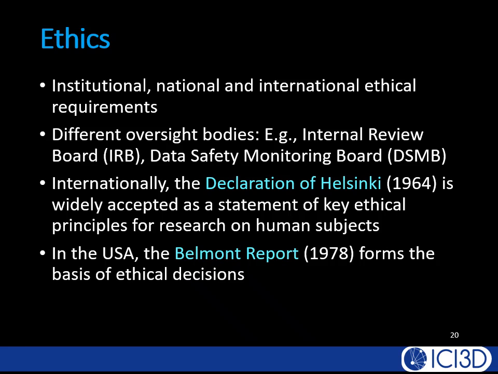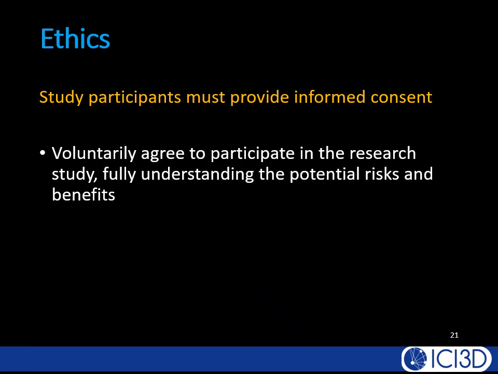Ethical requirements and oversight bodies are guided by key frameworks, such as the Declaration of Helsinki and the Belmont Report. The Declaration of Helsinki is a widely accepted statement of key ethical principles for research on human subjects, and the Belmont Report forms the basis of ethical decisions in the USA. Another central ethical principle is informed consent. Participants must voluntarily agree to take part in a study and continue to take part in the study with a clear understanding of the potential risks and benefits and a clear understanding of what participation involves.